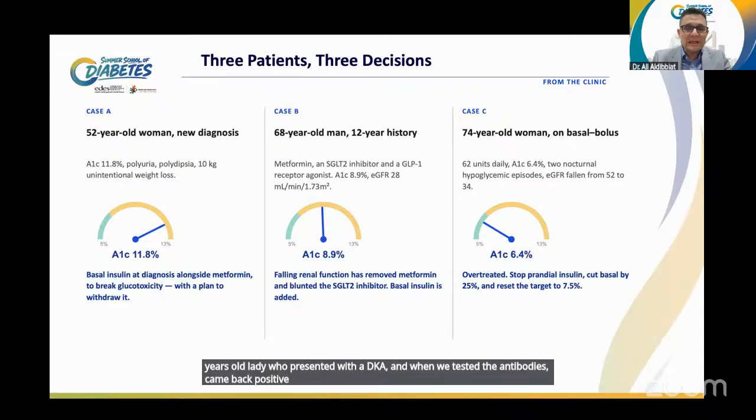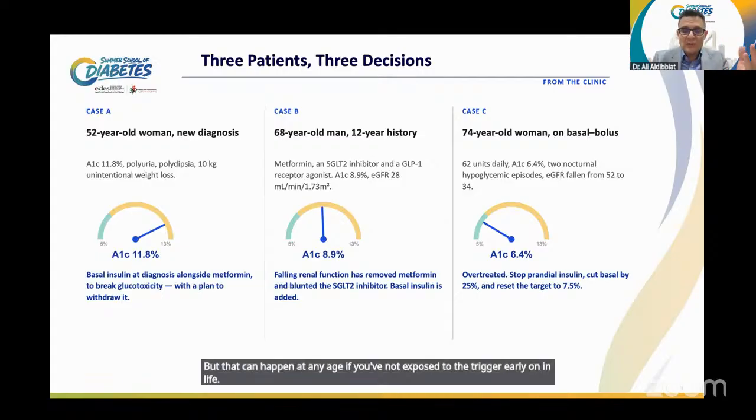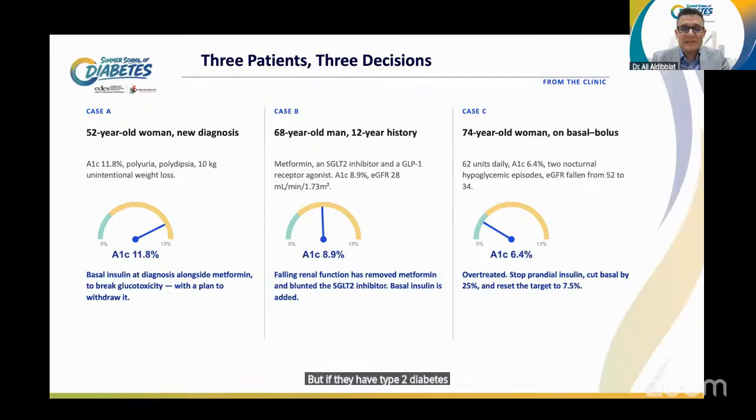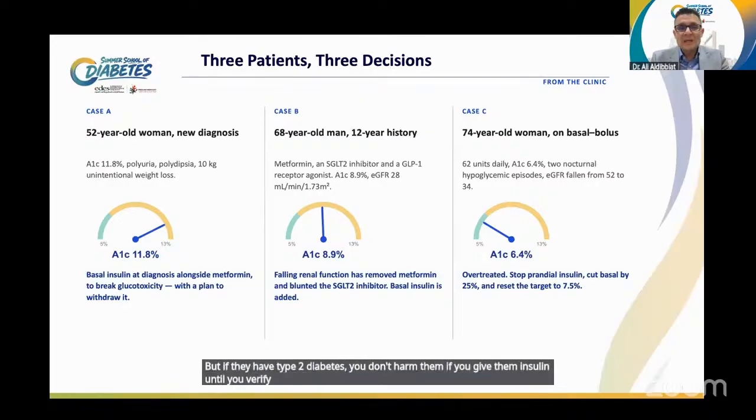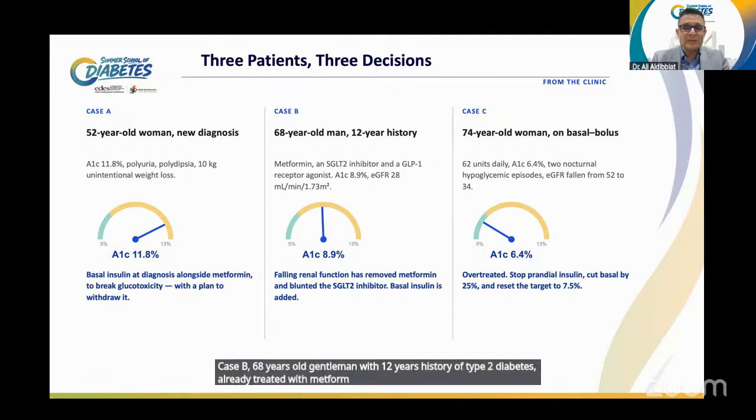So it can happen at any age, but those with a propensity to it can develop it earlier in life when they are exposed to the immunological trigger. But that can happen at any age if you've not been exposed to the trigger early on in life. So keep that in mind and be safe, because type 1 diabetes, if not treated with insulin, can be fatal. They end up with DKA that has a mortality attached to it. But if they have type 2 diabetes, you don't harm them if you give them insulin until you verify the diagnosis.